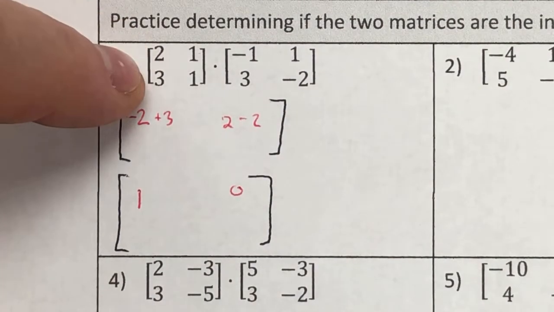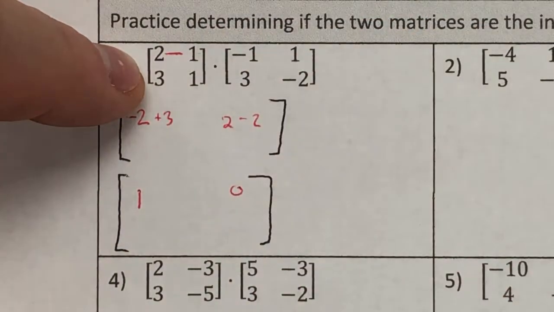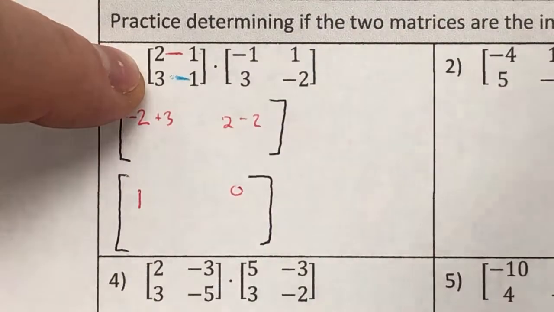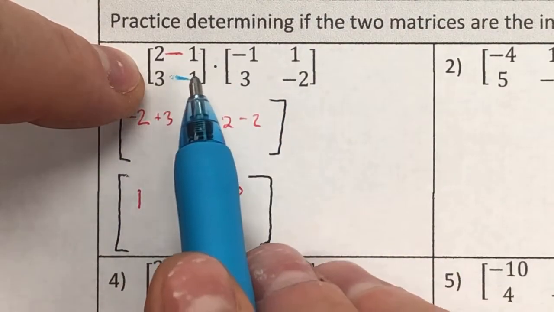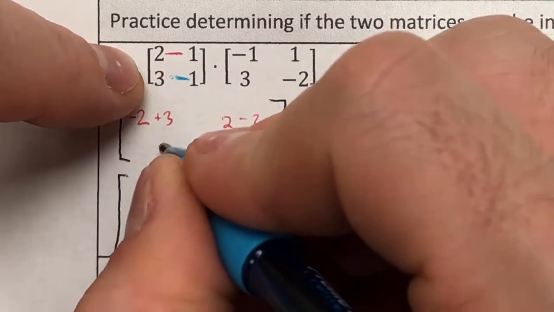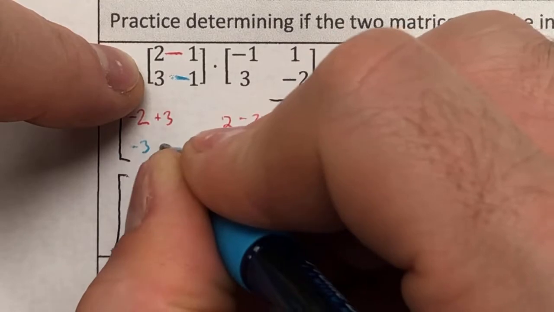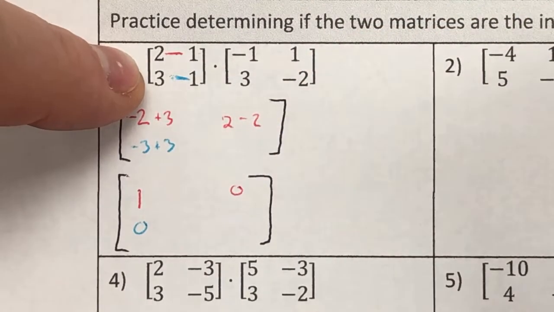And then if I look at the second row, so let's do this. This is my first row, and this is my second row. So I'm taking the first number times the first element of the column, the second number times the second element of the column. So 3 times -1 gives me -3. 1 times 3 gives me 3, which reduces down to a 0.